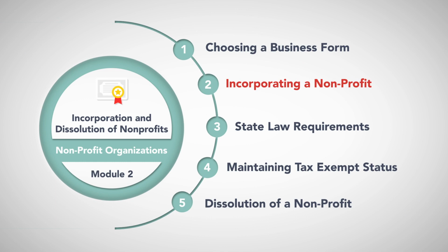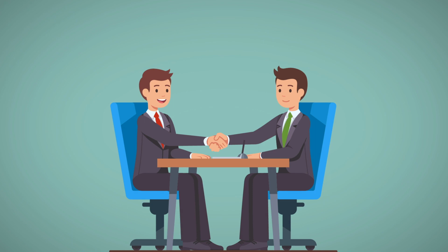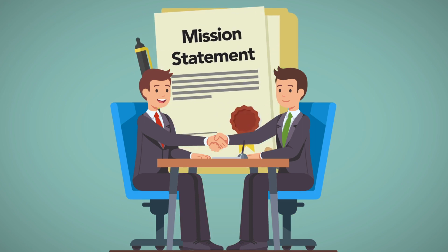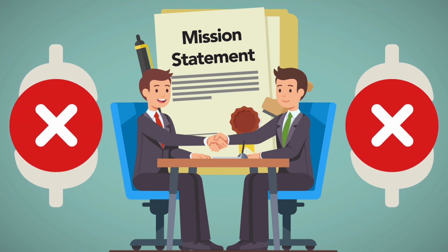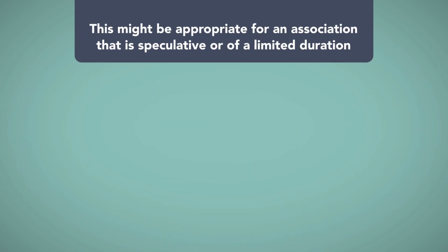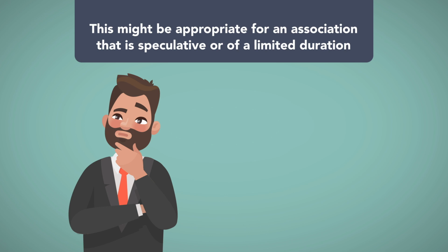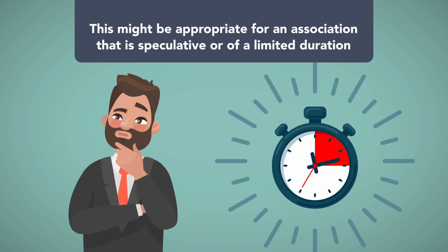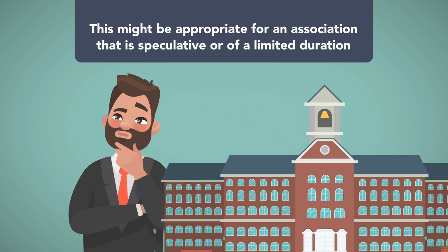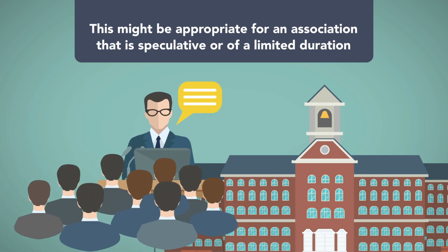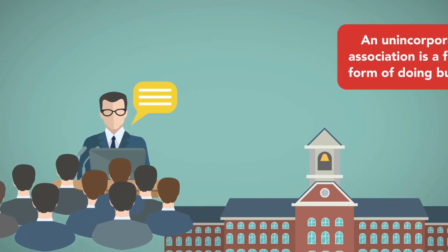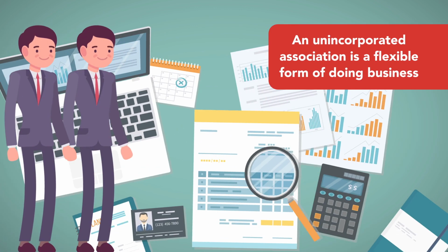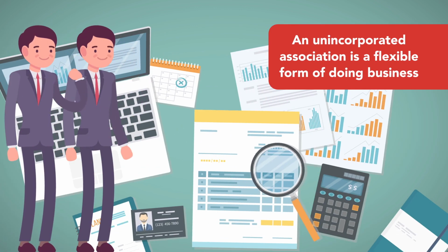Incorporating a nonprofit. An unincorporated association can be as simple as two or more people organized around a common purpose that is not for profit. This might be appropriate for an association that is speculative or of a limited duration, like a small school fundraising event or a short-term, project-based cooperative. An unincorporated association is a flexible form of doing business that can begin and end when the members decide and may even apply for tax-exempt status.